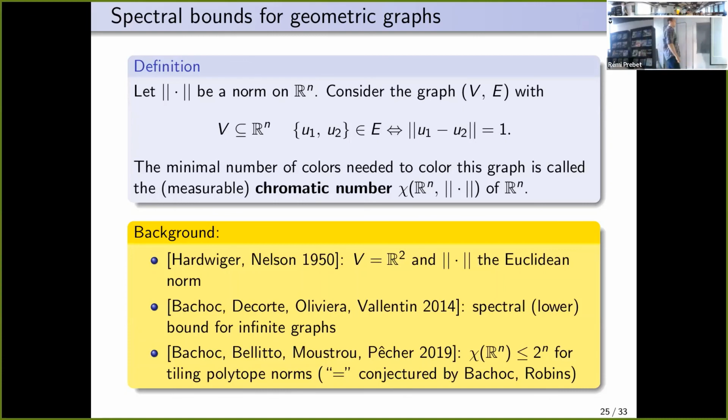And a few years later came a result that tells us that this chromatic number is at most 2 to the n for R^n, if this norm that you have here is coming from a polytope, such as the hexagon we saw before, that is tiling the space.